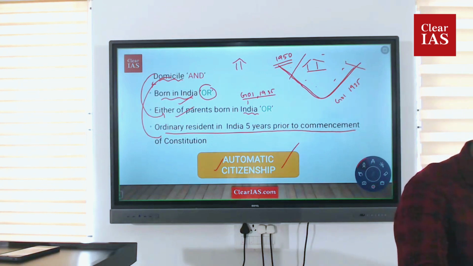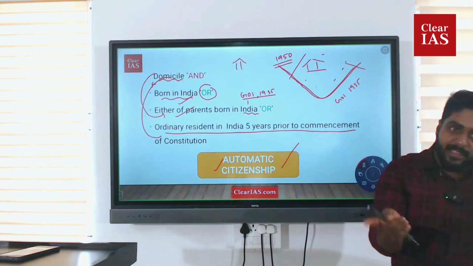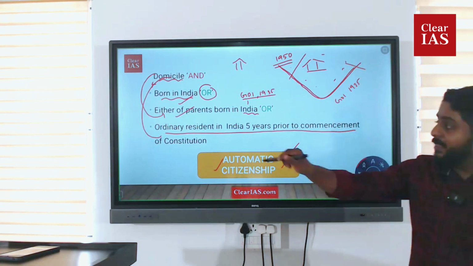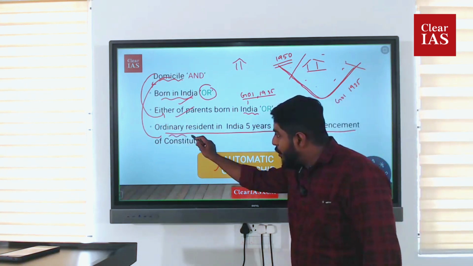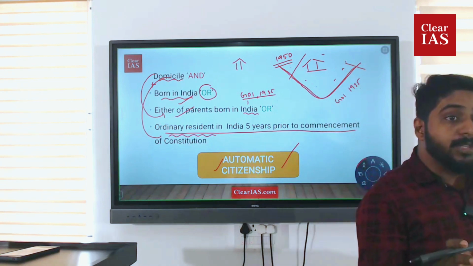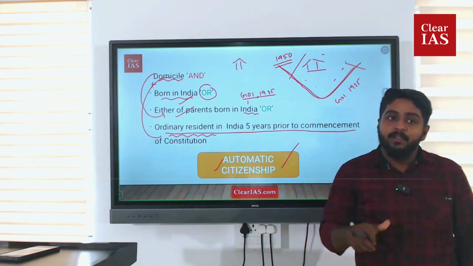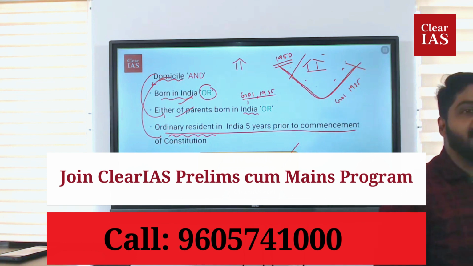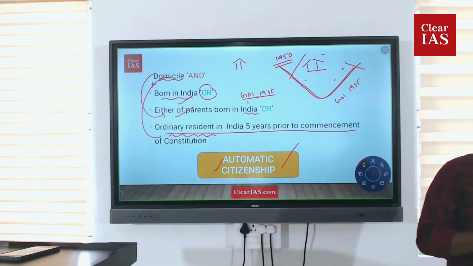If you are not born in India and your parents are not born in India, then the third condition can be checked. That is, if you are ordinarily resident in India 5 years prior to the commencement of the Constitution and you have a domicile in India, you will be recognized automatically as the citizen of India. Clear? Fine.